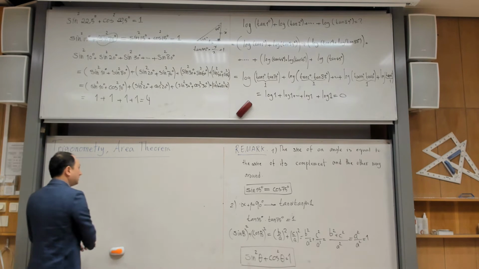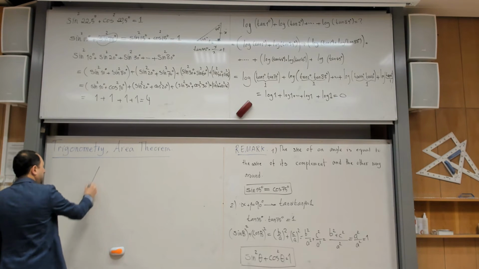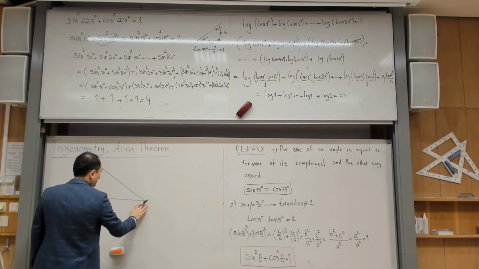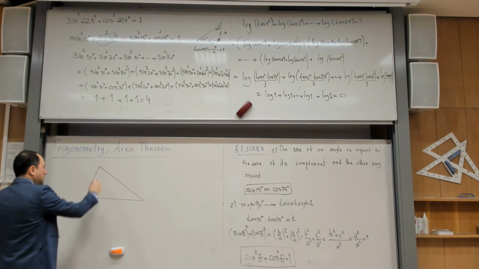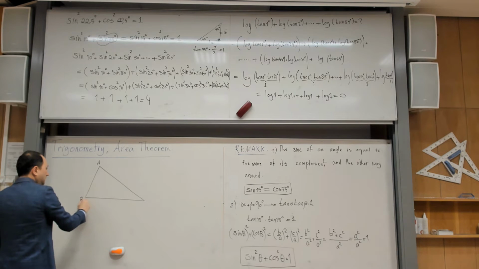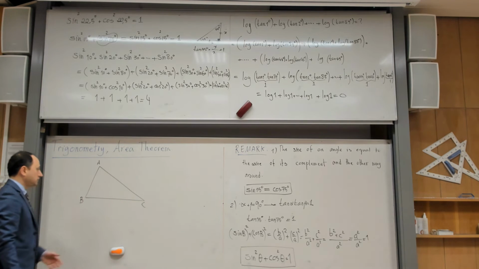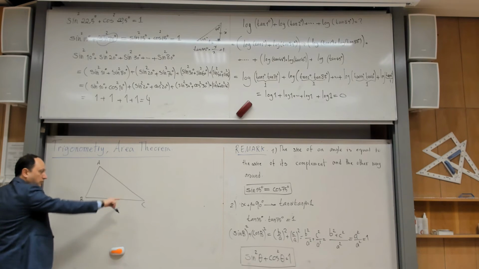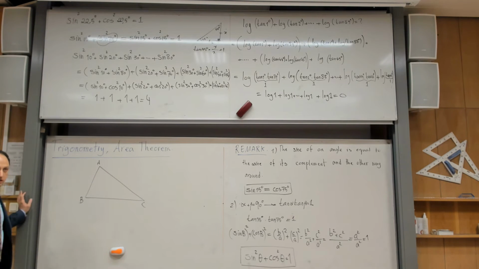Okay, so let me write this here. We have 3 types of triangles. This type of triangle that I have drawn, sometimes people call it an acute triangle. Acute triangle means that all the angles are acute angles, strictly between 0 and 90. Or sometimes people call it a scalene triangle, yes?